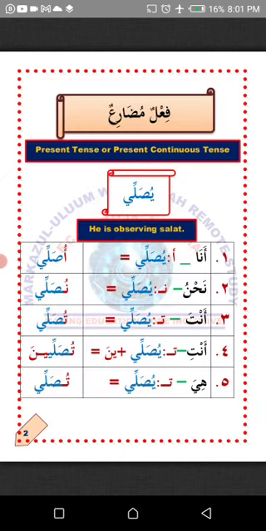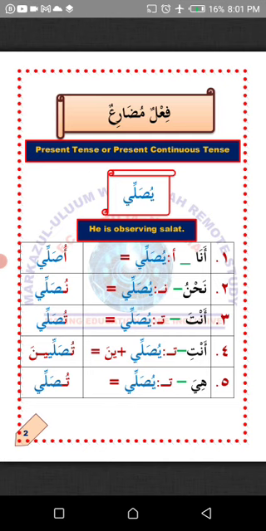Fi'ilun mudari, present tense. Fi'ilun mudari, present continuous tense. This is a form of verb in Arabic that one can use to talk about an action happening at the moment or something that we do on daily basis, like going to work, going to school, or going to mosque. As I am teaching now, the only form of verb in Arabic that I can use to talk about what I am doing now is called fi'ilun mudari.